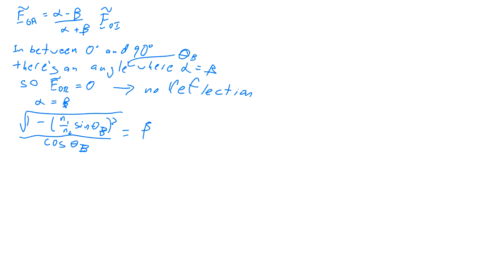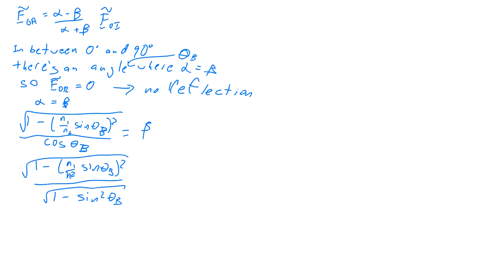Let's just keep working through this. So we've got 1 minus n1 over n2 sine theta b squared, over 1 minus sine squared theta b. And this was under a square root. That's under a square root. That's equal to beta, right?